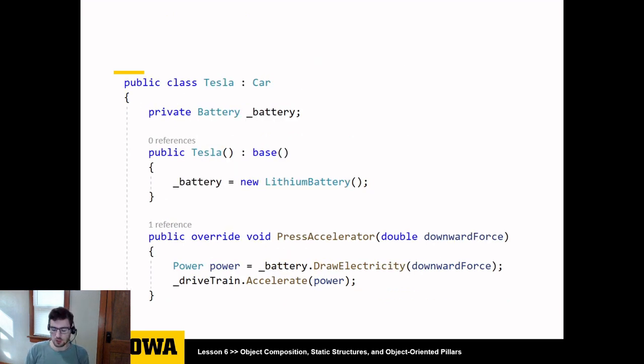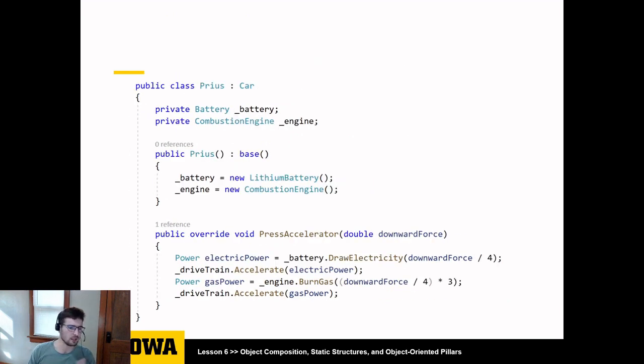Okay. So that's the Tesla, and then the Prius, right? As you can imagine, is just another implementation of, well, if the car at hand happens to be a Prius, what are the instructions to execute when you press the accelerator? And you do a hybrid of things, right? You pull some power from the battery, you pull some power from the engine, and you accelerate a drivetrain, right? Of course, probably an inaccurate simplification of how these different cars work, but you get the idea.